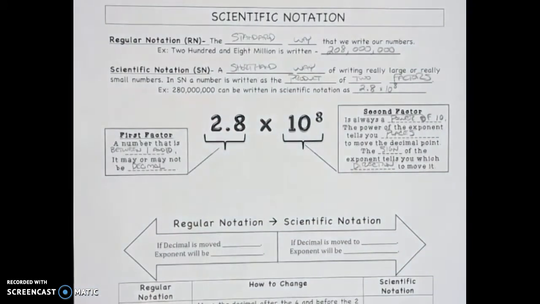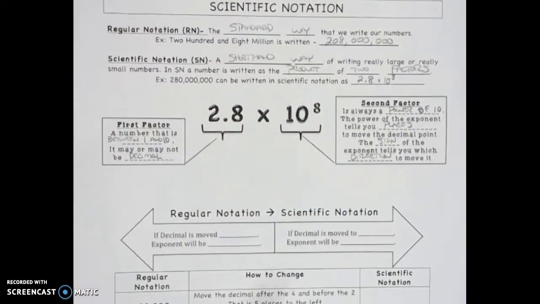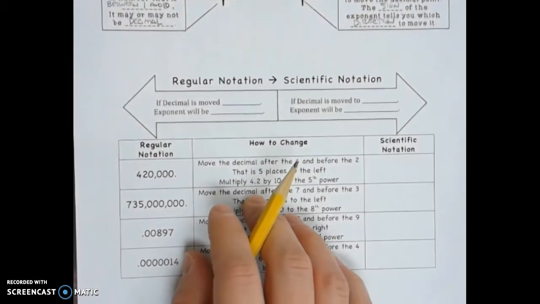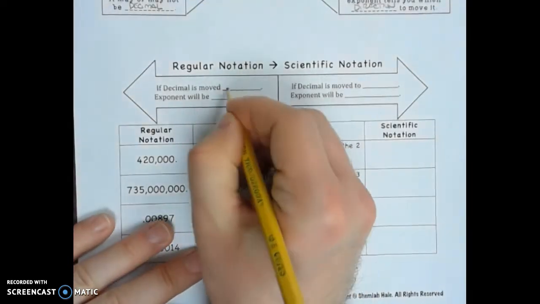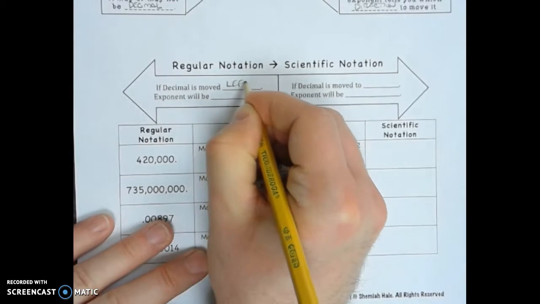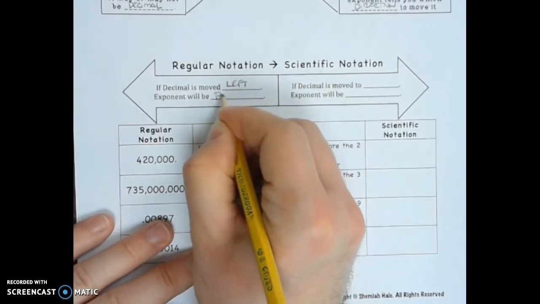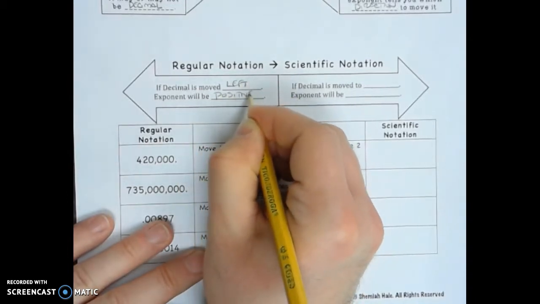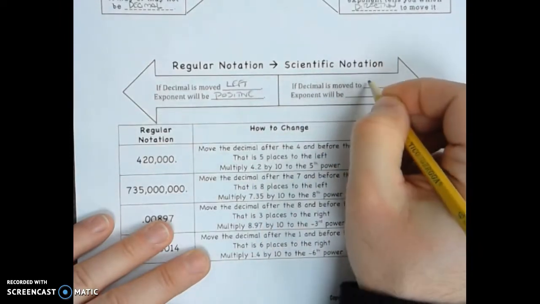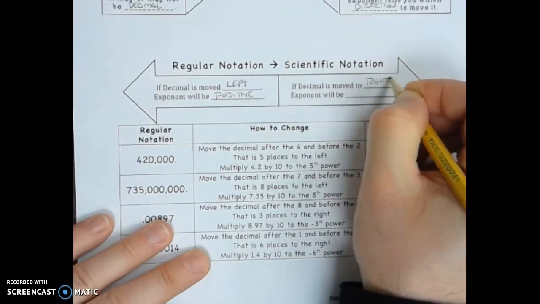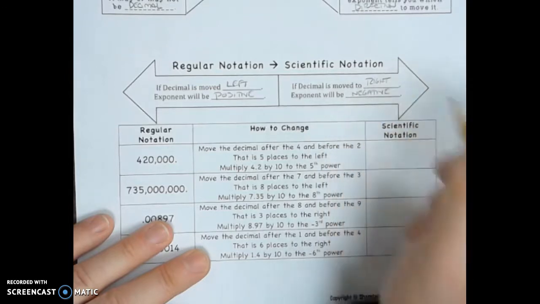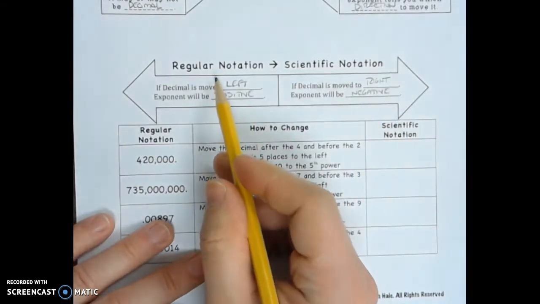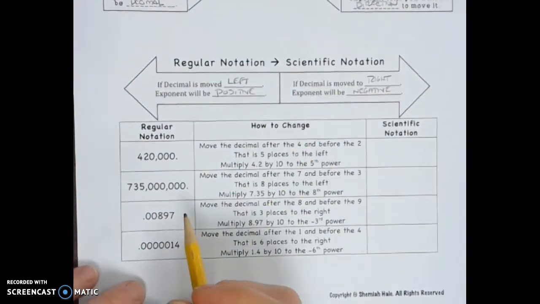The sign of the exponent tells you which direction to move it. Okay, so if we're going from regular notation into scientific notation, if the decimal is moved left, then the exponent will be positive. And if the decimal is moved right, then the exponent will be negative. Okay, and again, this is going from regular notation into scientific notation.